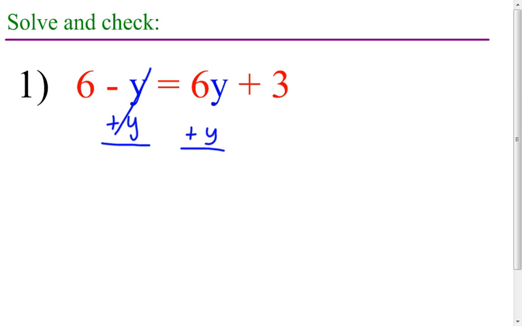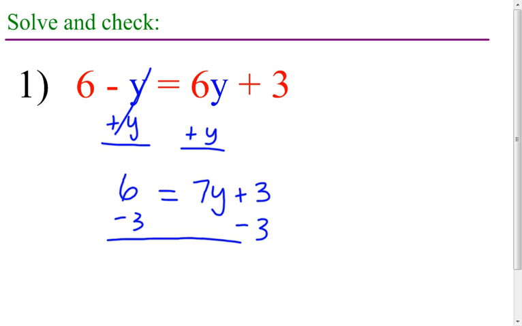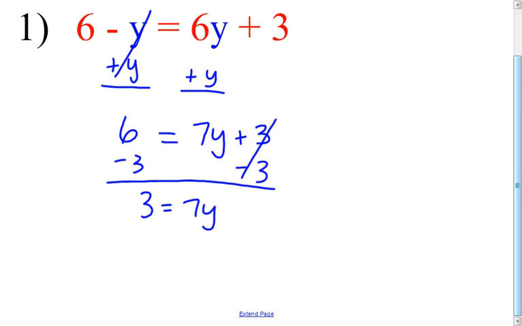But those drop, and I have a positive 6 on the left, and then 6y plus 1y makes 7y plus 3. And then, of course, I would subtract 3. Okay, and that would drop. And 6 minus 3 is 3 equals 7y. And then in order to solve for y, you need to divide by 7. And so y would be 3/7.